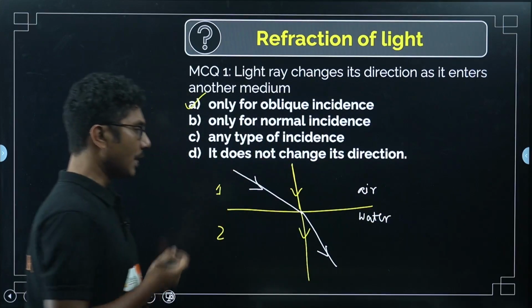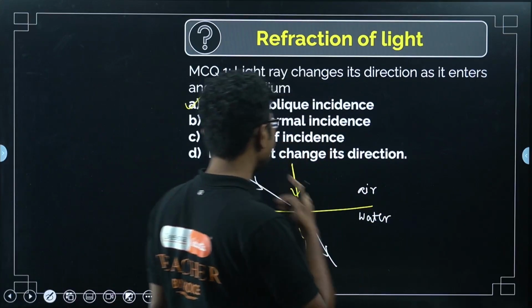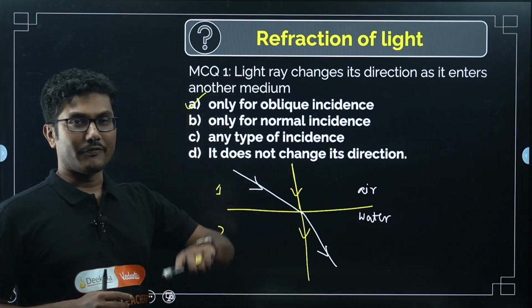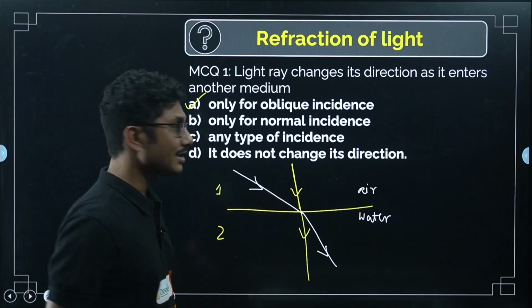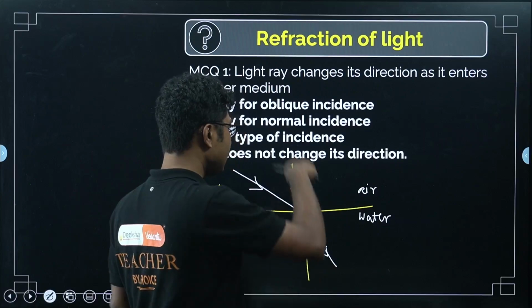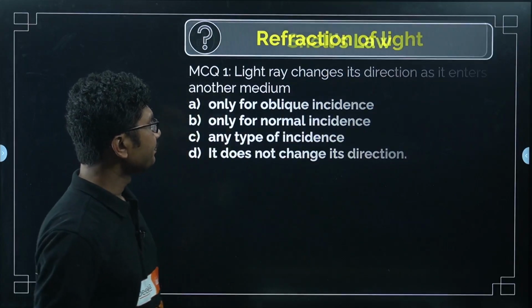then the light ray will bend towards the normal. Okay, we will discuss that in a while. So this is the way refraction happens. In the case of refraction, the light ray changes its direction only for oblique incidence, not for normal incidence. For normal incidence, it passes straight away. Okay, now let's move on.